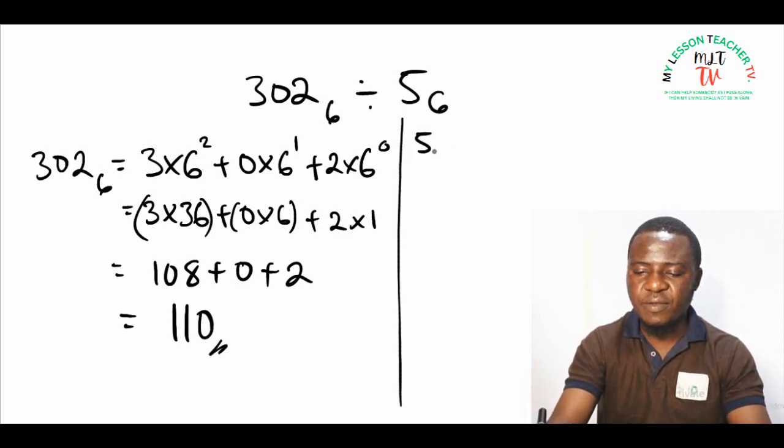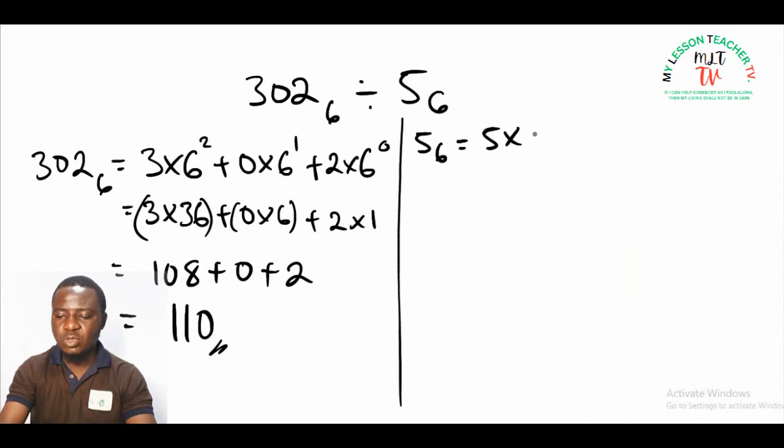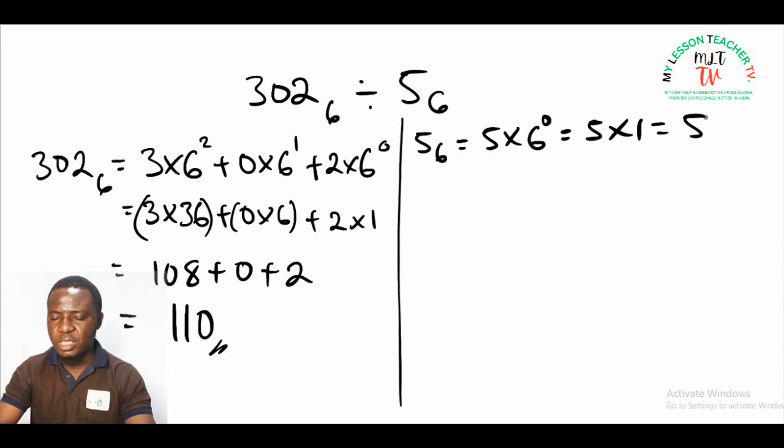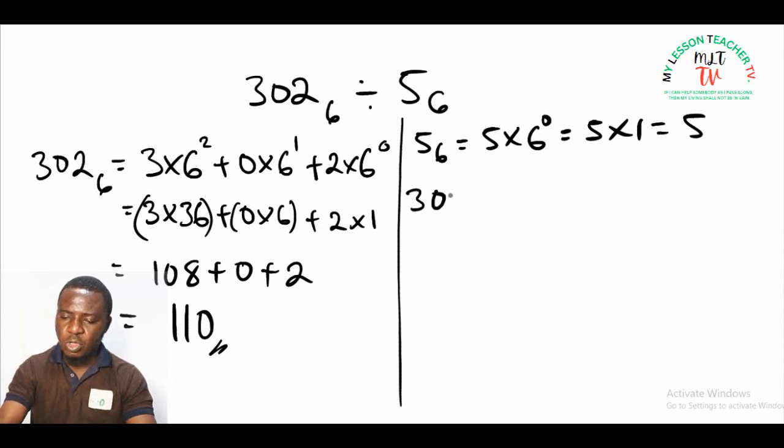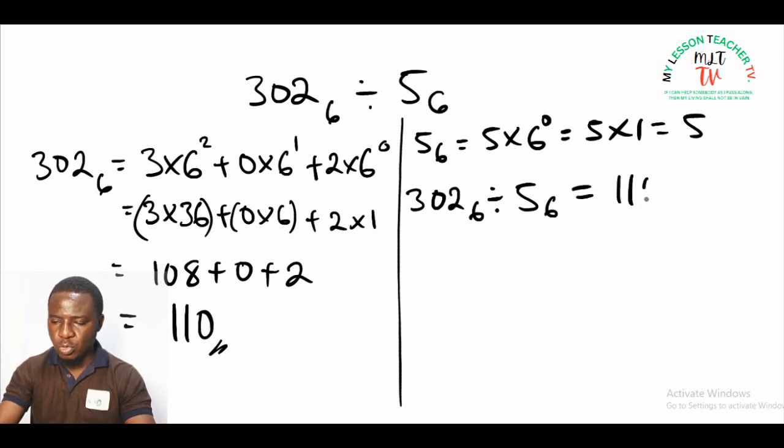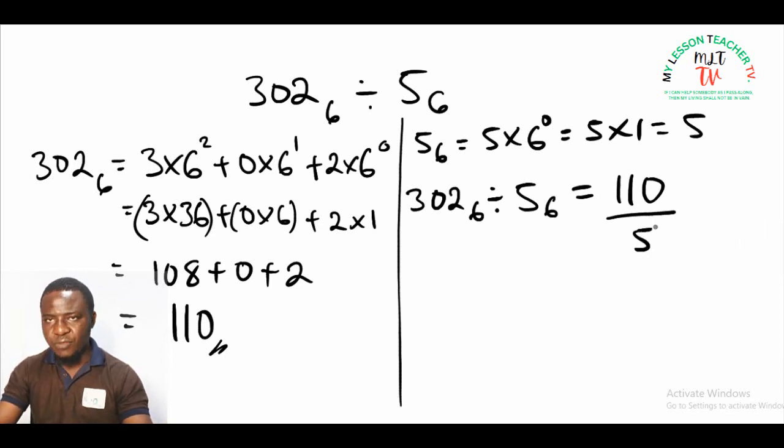I will do the same to 5. 5 in base 6 is equivalent to 5 times 6 raised to power 0, which is the same thing as 5 times 1, which is the same thing as 5. So I have converted 5 base 6 to base 10, which is the same 5. So 302 base 6 divided by 5 base 6 can be said to be equivalent to 110 divided by 5 in base 10. Do your division in base 10 and convert your answer back to base 6.